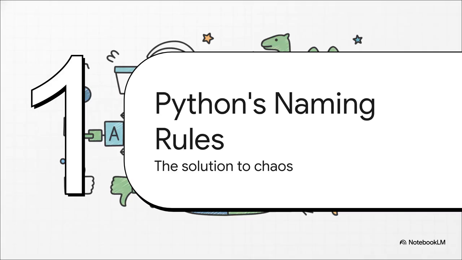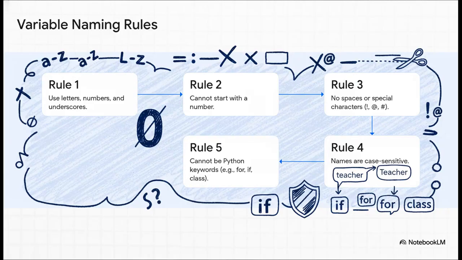This is exactly the kind of mess we're going to clean up. The good news is Python gives us a really simple way to fix this. There are basically just 5 key rules for creating variable names that are not only valid, but also super clear. Let's break them down. So here they are, the big 5. First, you can only use letters, numbers, and the underscore character. That's it.